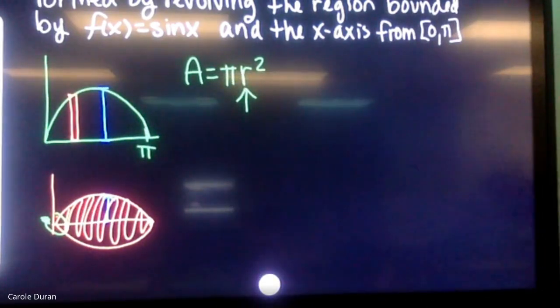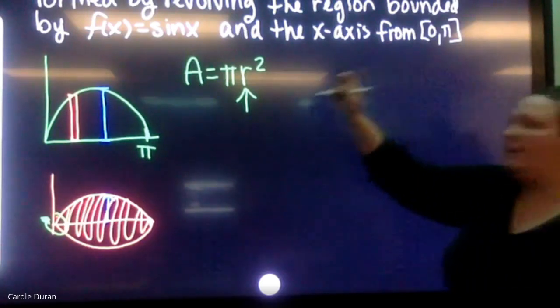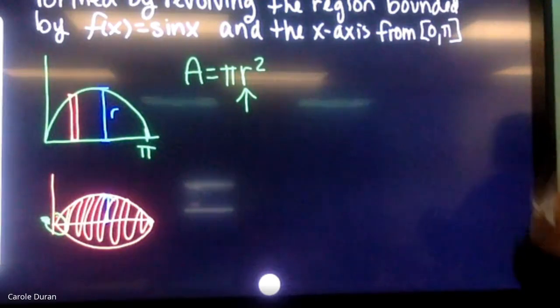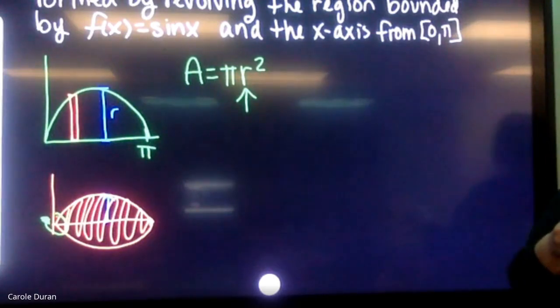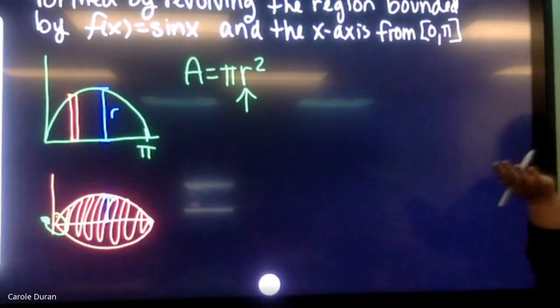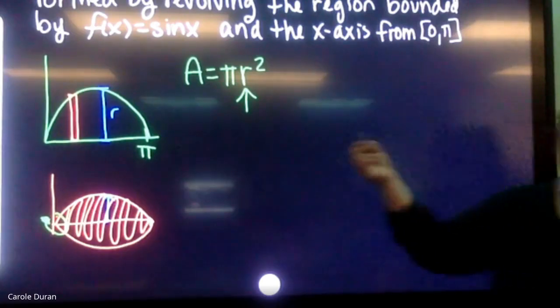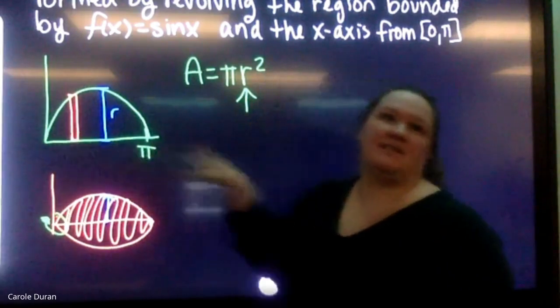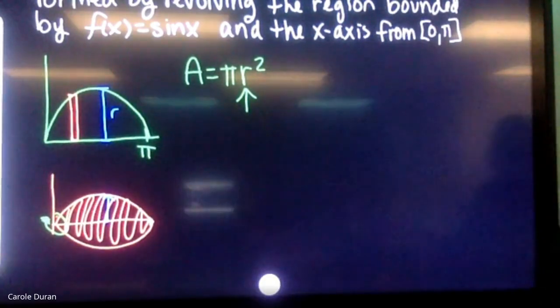So how do I find that blue radius length right here? It's just sine of x minus 0, because it's the distance between my sine of x graph and the x-axis. So it's just going to be sine of x for that radius.